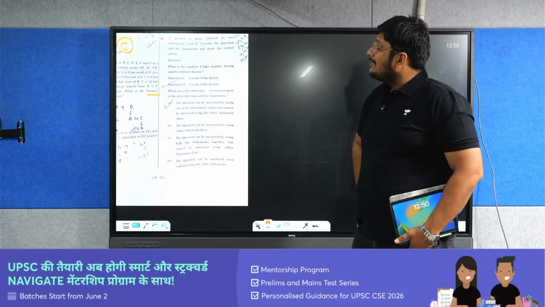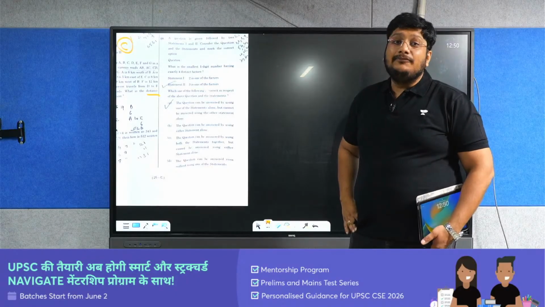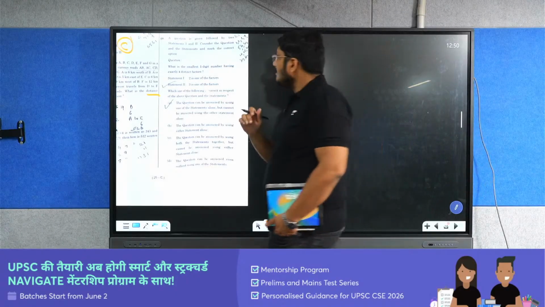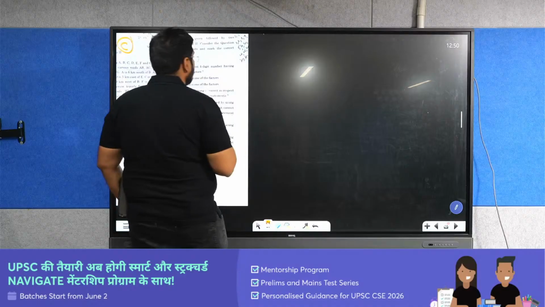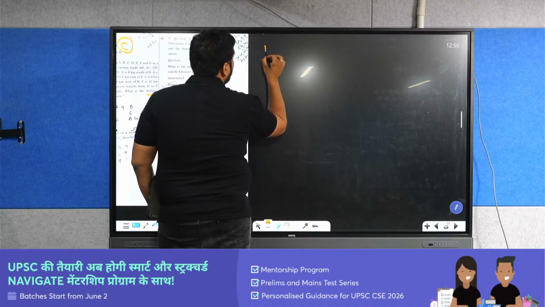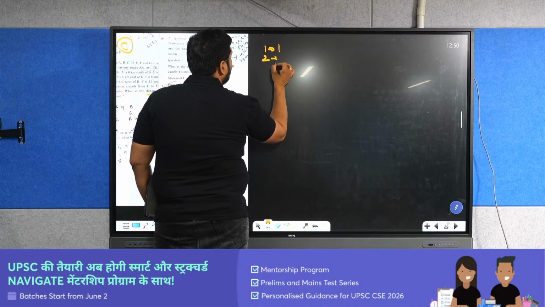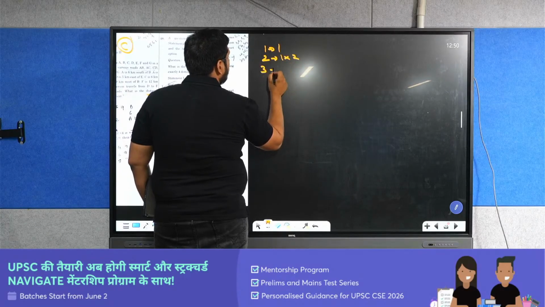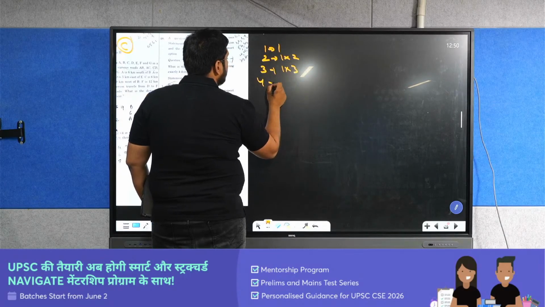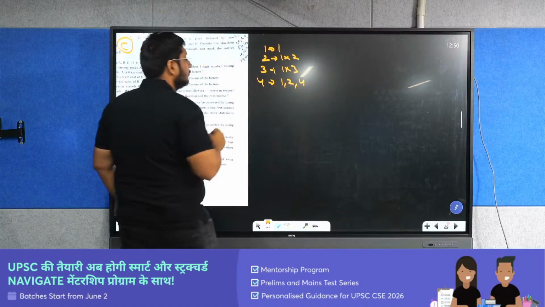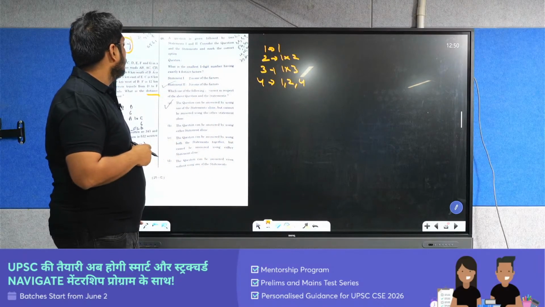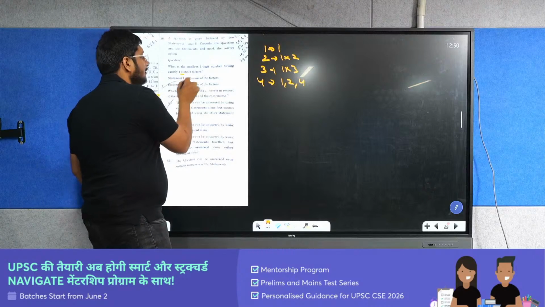What is the smallest one-digit number having exactly 4 distinct factors? If I talk about the factors of 1, it is 1. The factors of 2 are 1 and 2. For 3, it is 1 and 3. For 4, it is 1, 2, 4. Correct? But I need exactly 4 factors.